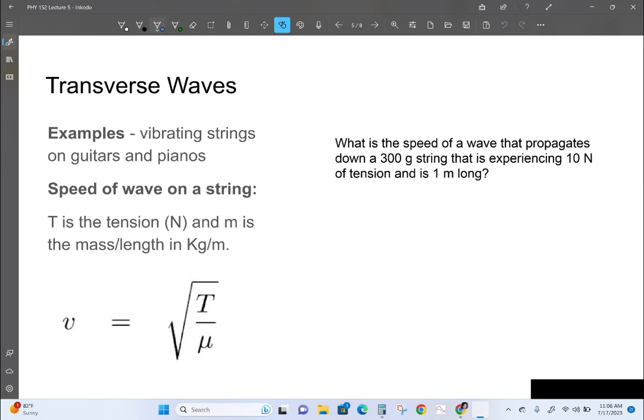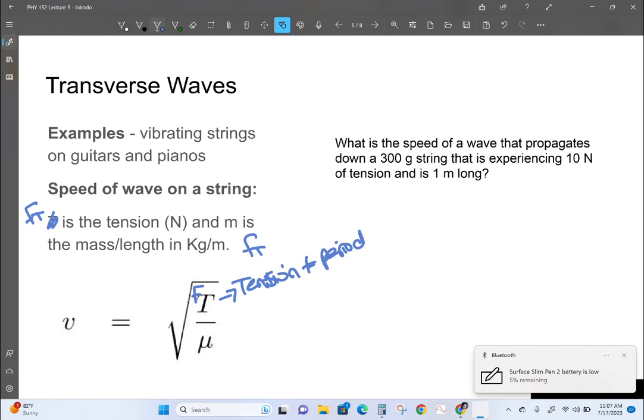So the speed of the wave has something to do with the tension. So this is tension, not period. You could even call this F_T if that was confusing to you. Divided by the mass per unit length. So it's kind of like the mass density of the material, and we call it mu. For example, if the string is 1 meter long and it has a mass of 1 kilogram, it would be 1 kilogram divided by 1 meter. So everything needs to be in kilograms and meters.